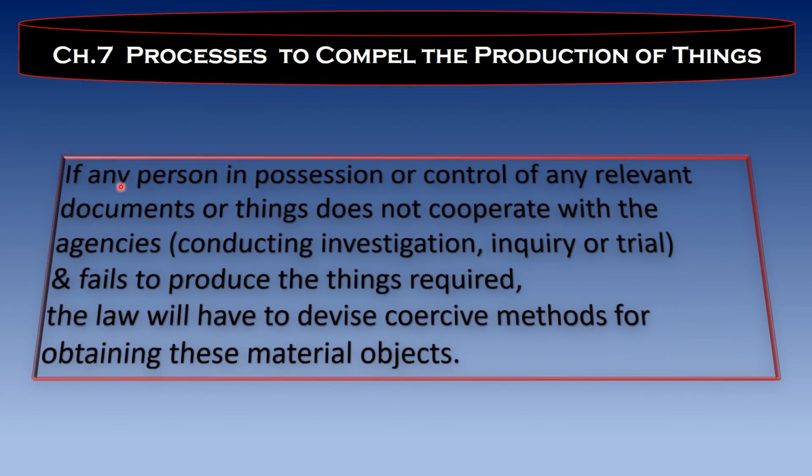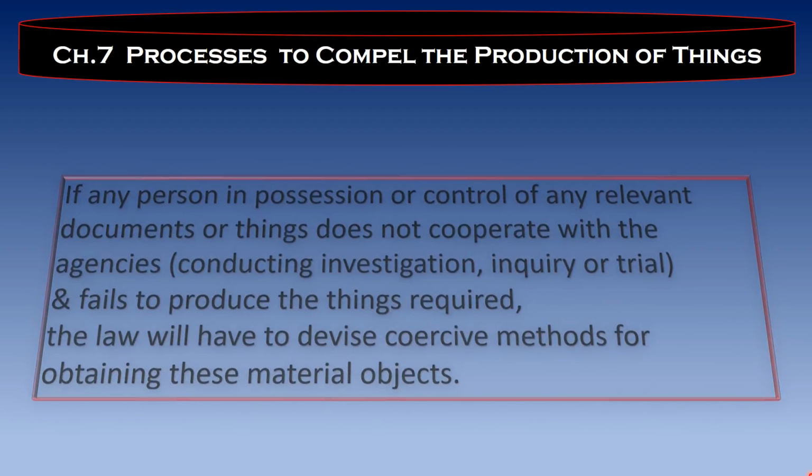Chapter 7 says if any person is in possession or control of any relevant documents or things and does not cooperate with the agencies, which agencies? Those agencies which are conducting investigation, inquiry, or trial, and fails to produce the things required, the law will have to devise coercive methods for obtaining these materials or objects.